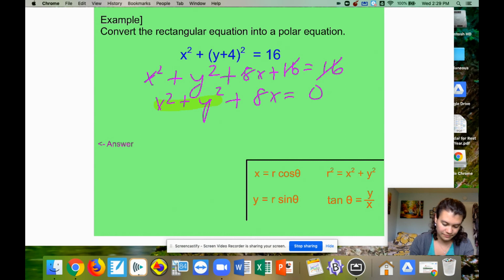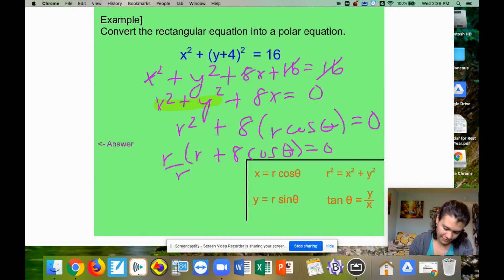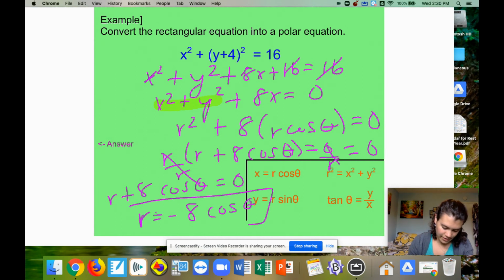Then this chunk becomes r squared, and then you get 8 times r cosine theta equals 0. Okay, factor out an r, because we need to solve r by itself. And then if I divide both sides by r, that cancels, and this just goes back to 0. So you get r plus 8 cosine theta equals 0. Then r is going to equal negative 8 cosine theta. And that's your answer.